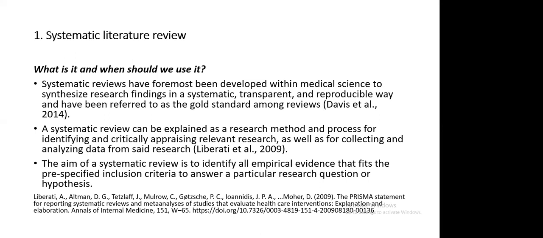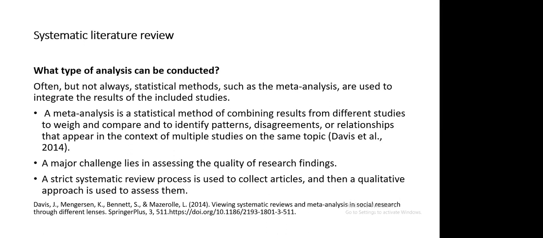A systematic review can be explained as a research method and process for identifying and critically appraising relevant research, as well as for collecting and analyzing data from different research. The aim is to identify all empirical evidence that fits pre-specified inclusion criteria to answer a particular research question or hypothesis. What type of analysis can be conducted? I think the most prevalent is so-called meta-analysis, a statistical method of combining results from different studies to weigh and compare, and to identify patterns, disagreements, relationships.